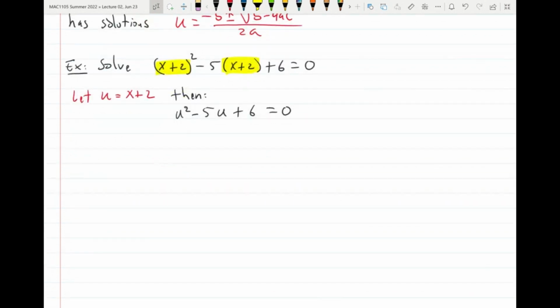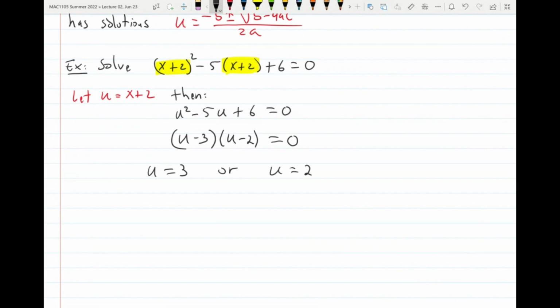So for example, here, there's no need to use a formula. We can just factor this, right? So how do we factor this? Negative 2, negative 3. So (u minus 3)(u minus 2). So it follows that u is equal to 3 or u is equal to 2. Everybody okay with this? Using the zero product rule and so on. Now remember, don't stop here. A mistake that sometimes students make is that they stop here.